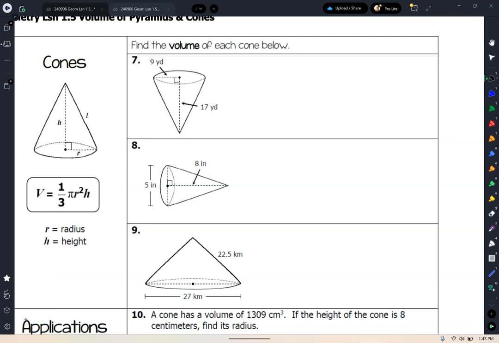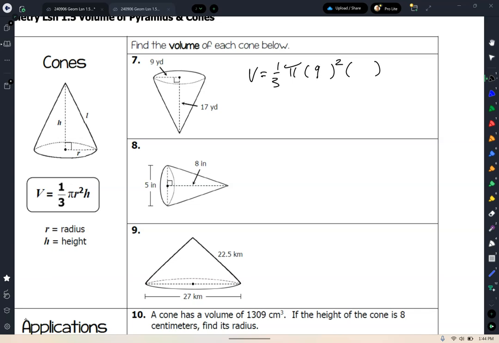Yeah, number 7. We'll just do the whole thing in one step, since the formula's in one step. All right, volume is equal to 1/3, and then it's going to be pi, and then it's going to be radius squared, and then it's going to be height. Oh, sorry, 1/3. I said it, I just forgot. Okay. All right, here we go.